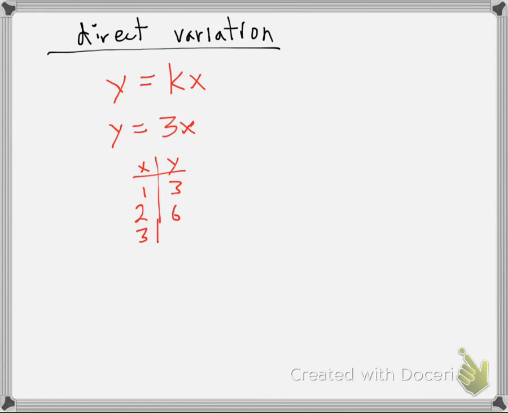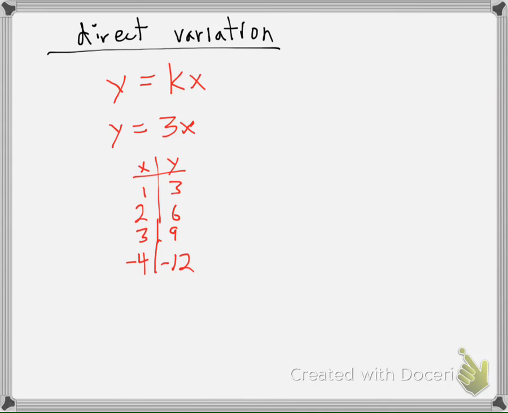Right? What about if x is 3? Then I'd have y equals 3 times 3, which is 9. Okay? What about if x is negative 4? Then I'd have y equals 3 times negative 4, which is negative 12.